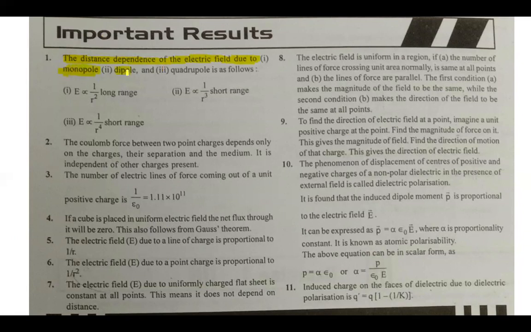monopole, dipole and quadrupole. When we take them, E is directly proportional to 1 by R square for long range. E is proportional to 1 by R cube for the short range. E is directly proportional to 1 by R to the power 4 for the short range. So these are the three formulas you have to remember, the relation between the distance R and E.